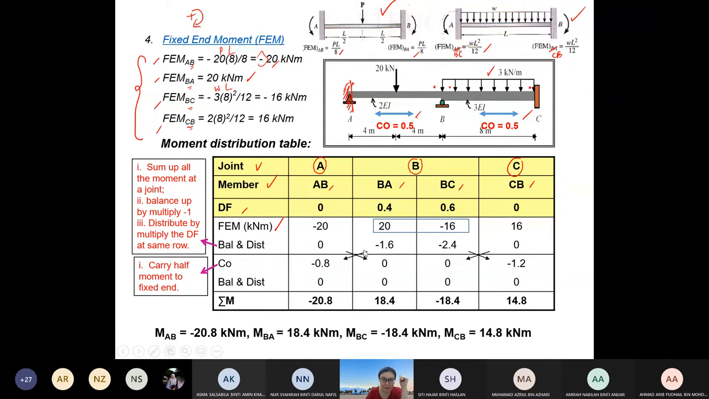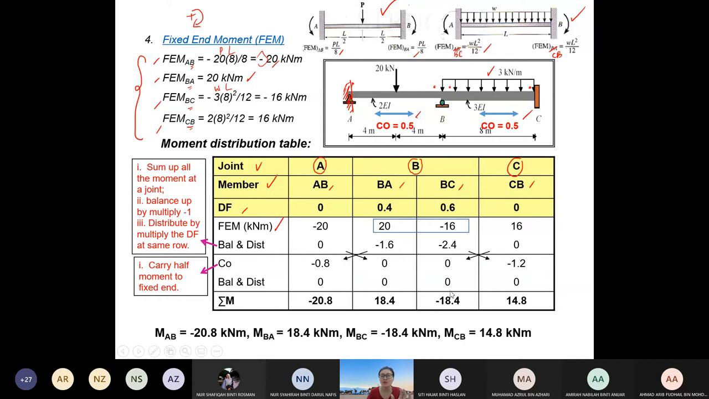If there is an arrow, it means that we carry half the moments to the fixed end. Remember, the carryover factor is 0.5, meaning that these moments we multiply by 0.5 or divide by 2, then carry over here. So negative 1.6 will become negative 0.8, negative 2.4 will become negative 1.2, and 0 of course will become 0. So you stop with this carryover process. You need to repeat again the balance and distribute, carry over, balance and distribute, carry over, balance and distribute, until the value is very small or equal to 0.